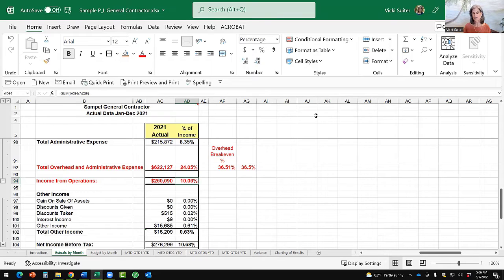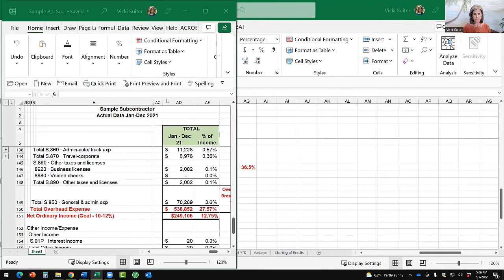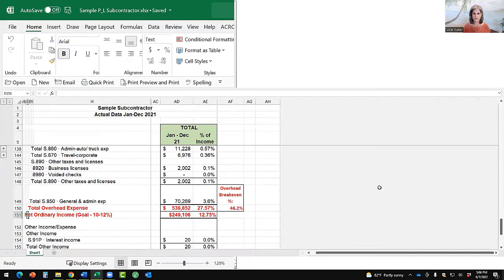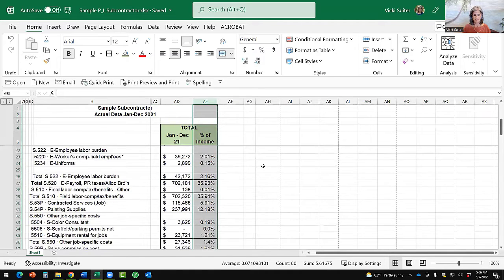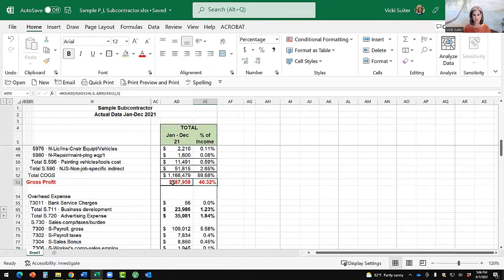All right, so this is a general contractor example. Let me just show you on a subcontractor what that might look like. So a subcontractor, again, revenue number 1.9 million. You see the percentage of income here in this column. And then gross profit margin, you'll notice the gross profit margin is a little bit higher. It's about 40%. Subcontractors generally have a higher gross profit margin because they also have a higher overhead structure.